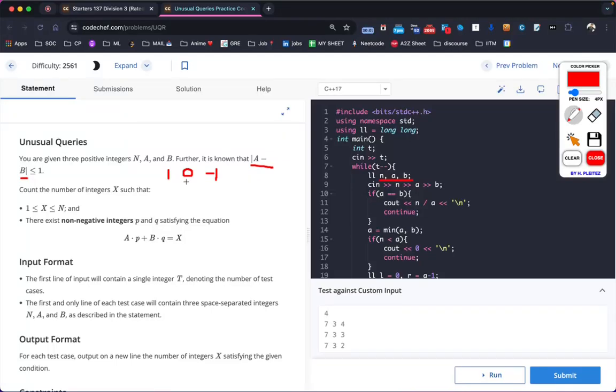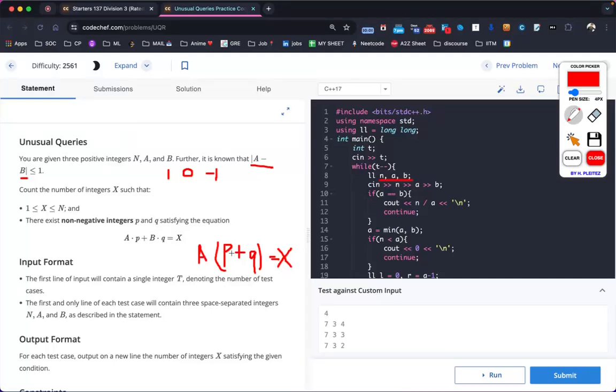A minus b can be equal to 0 if a is equal to b. If a is equal to b, then what will happen? We can take a common outside, and it will become a into p plus q, which is equal to x, right? p plus q is equal to x.